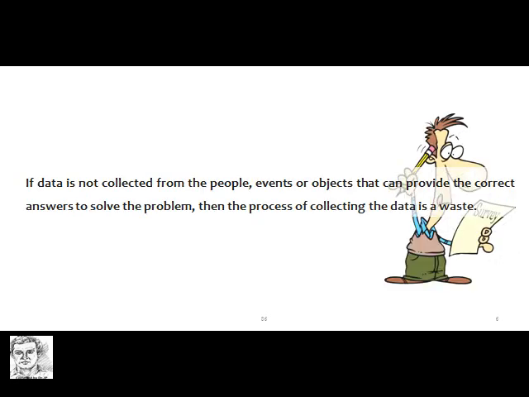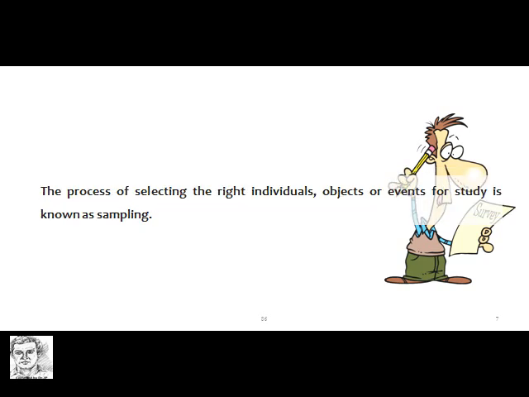If data is not collected from the people, events or objects that can provide the correct answers to solve the problem, then the process of collecting the data is a waste. The process of selecting the right individuals, objects or events for study is known as sampling.